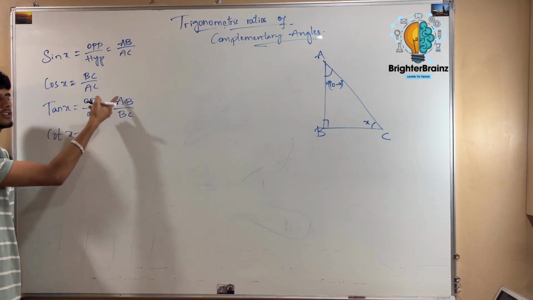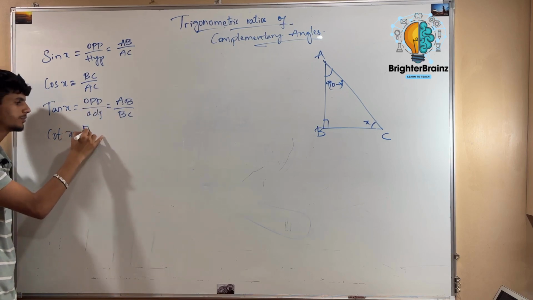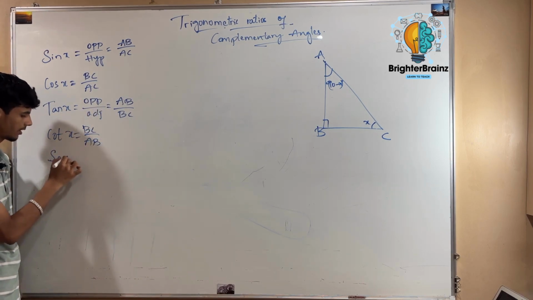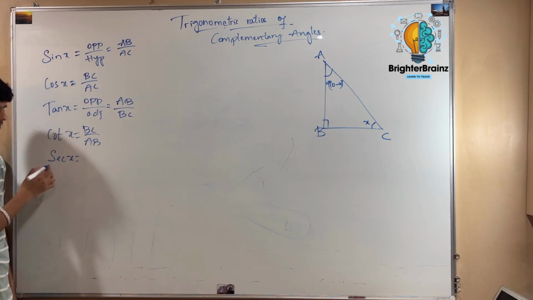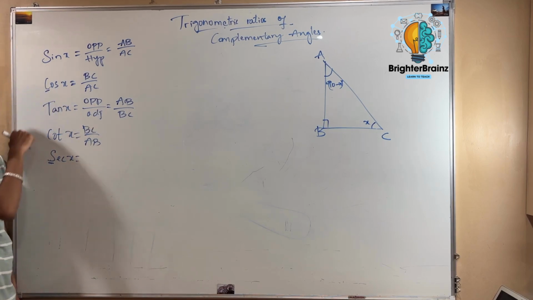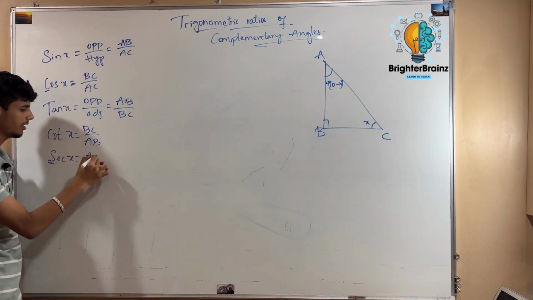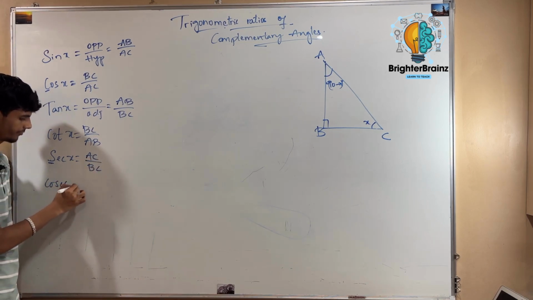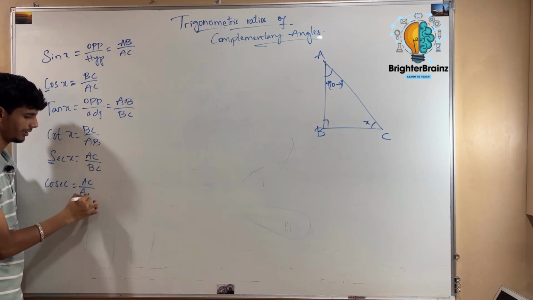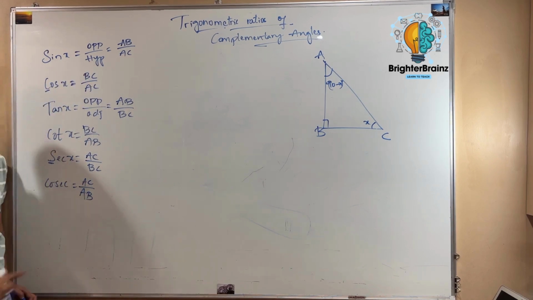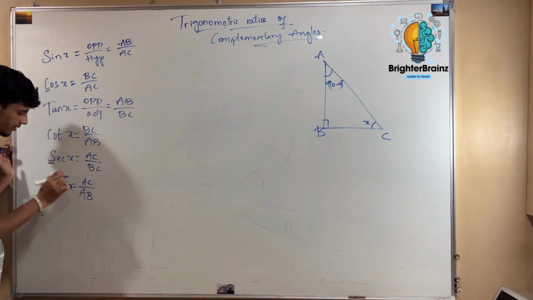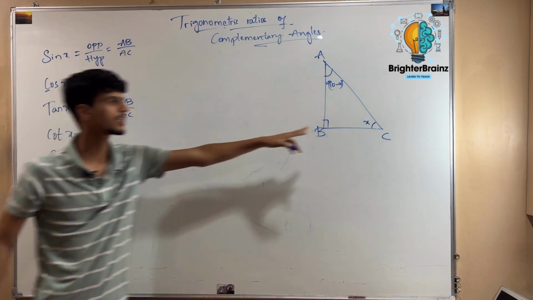Adjacent by opposite, that is inverse of tan. That is BC by AB. Very good. Next, secant x is the inverse of cos, so AC by BC. Next, cosecant is AC by AB, the inverse of sin x. Till here we found all the trigonometric ratios for this angle.